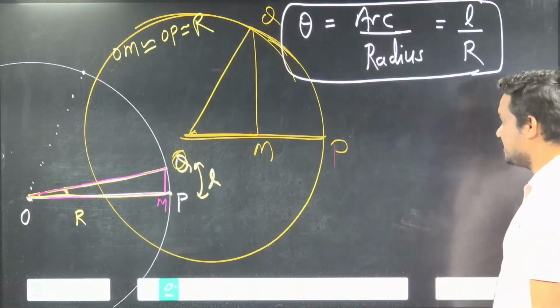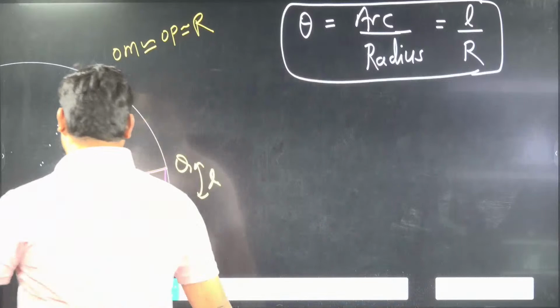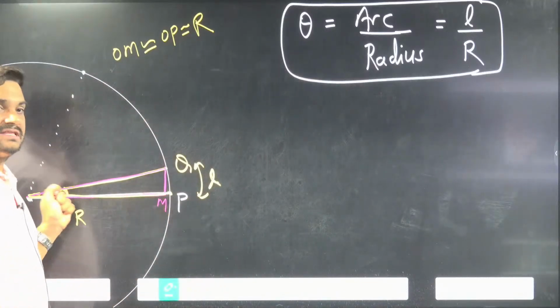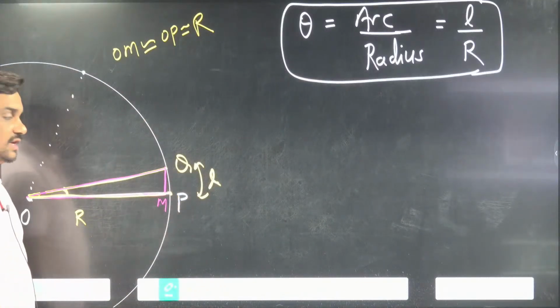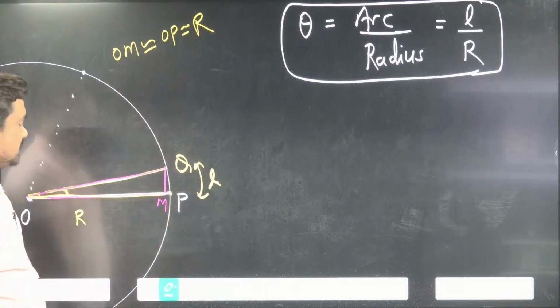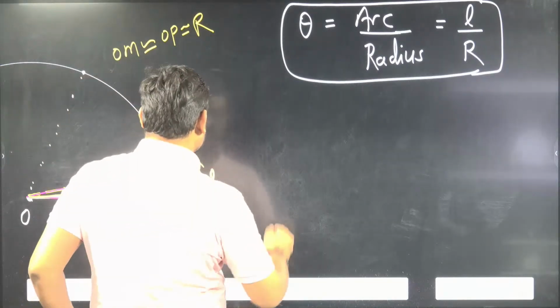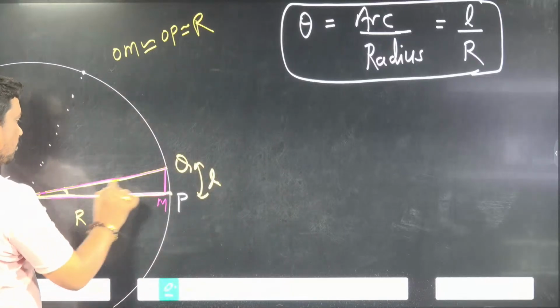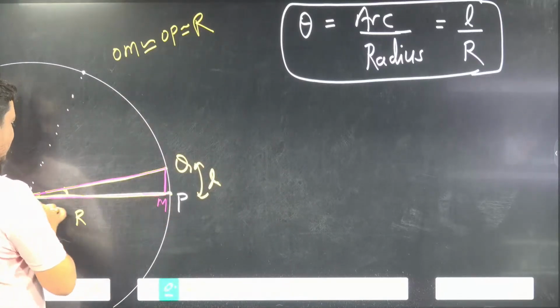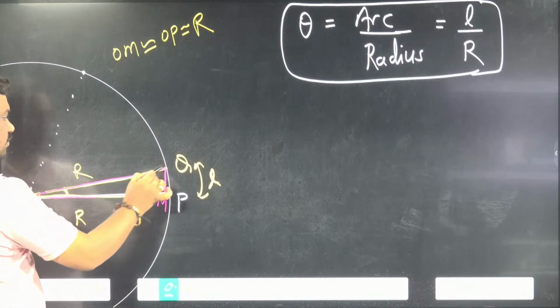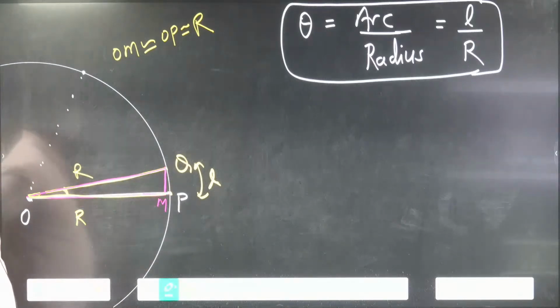Yes, so we can write here that this is OM and this is your OP. Now OM and OP are almost the same. So if I say here, do you know what will be the OQ? OP is the radius, OQ is also the radius. OQ is also the radius.